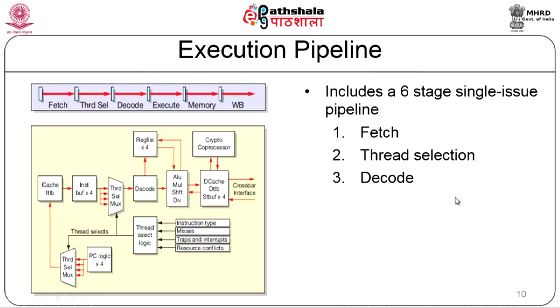As you can see in the diagram here, thread select is controlled by the thread select logic. The thread is selected based on all these factors: the instruction type, whether it is a long latency instruction or it will finish early, whether a trap has been generated or not, and whether there is a structural hazard, a conflict between the various instructions. Based on all this, the thread select logic selects one of the threads for execution, and that information is given to the decode unit. Which instruction goes into the decode stage will also depend upon the thread select logic.